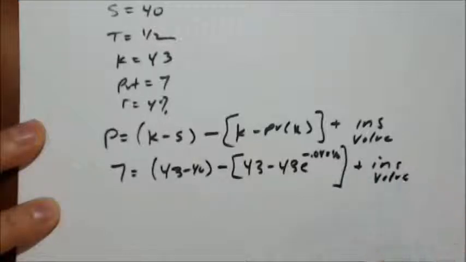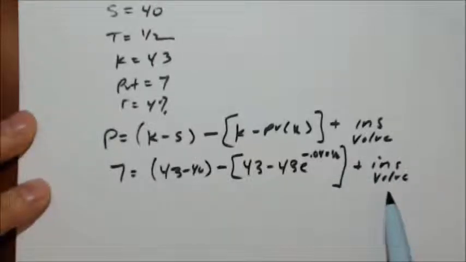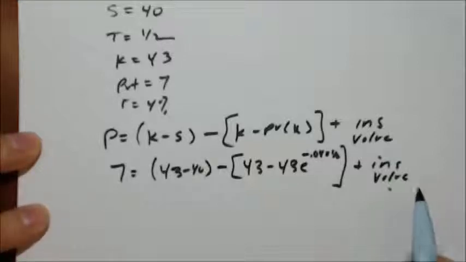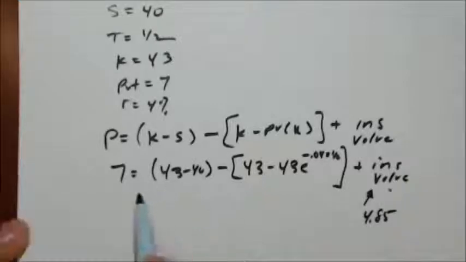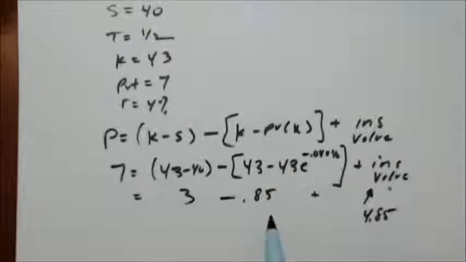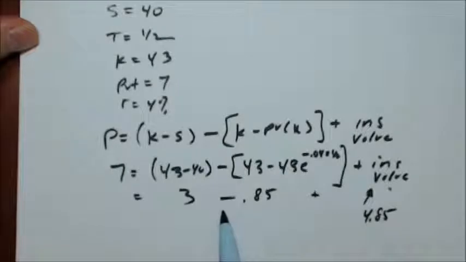Notice I'm not given an insurance value. You always have to compute and back into that number, just like with call options, where we're given everything but this one. If we did back into it, this would be $4.85. Because this is equal to 3, this is minus 85 cents, and so the insurance value has to be $4.85. So if you exercise this option early, you'd be gaining this, but you'd be throwing $4.85 away.